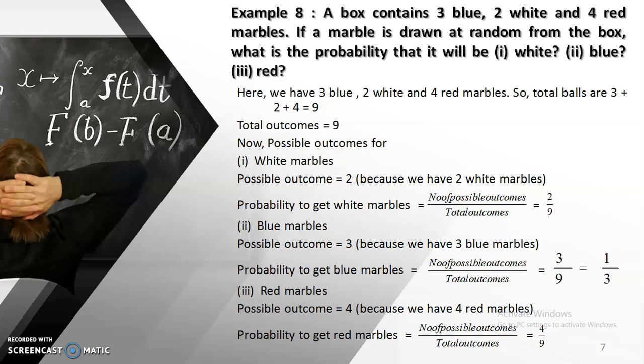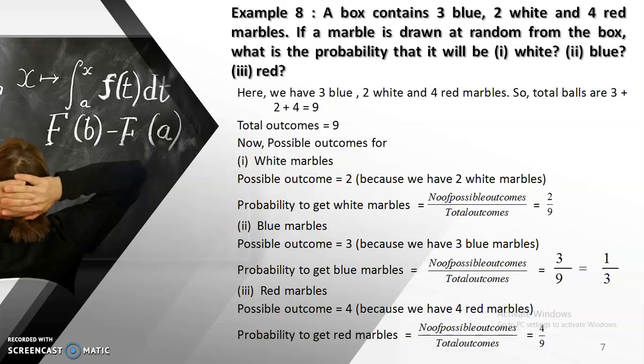Now possible outcomes for the first one, a white marble. So possible outcome equals 2, because there are 2 white marbles. So probability to get a white marble equals number of possible outcomes divided by total outcomes, equals 2 divided by 9. Second one, blue marbles. Possible outcome equals 3, because there are 3 blue marbles. So probability to get a blue marble equals number of possible outcomes divided by total outcomes, equals 3 divided by 9. Now 3 3s are 9, means 1 divided by 3.